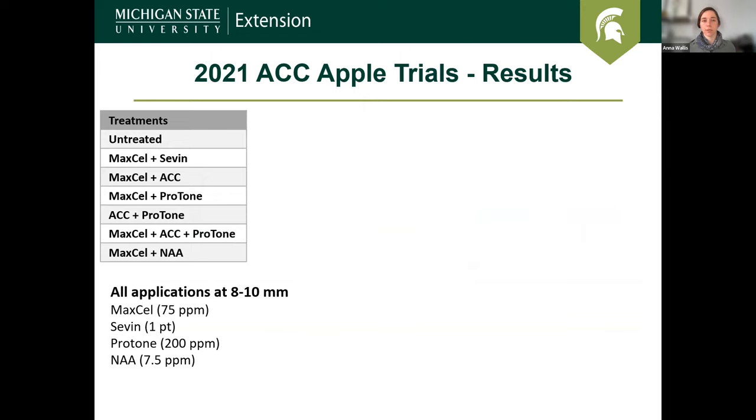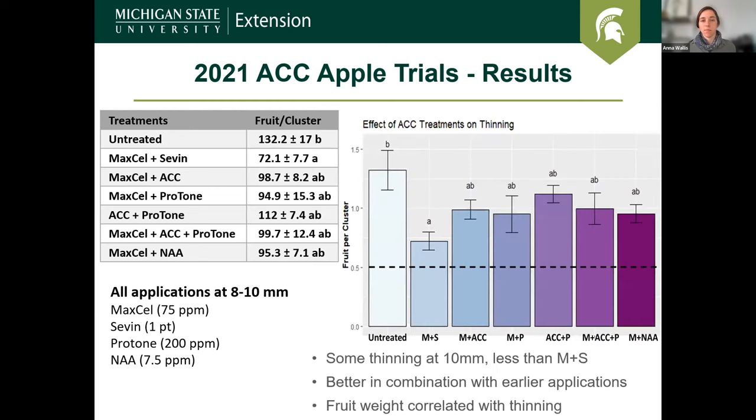And so the first trial results that I'll show you, we evaluated several different treatments at the 8 to 10 millimeter window. So one application was made for each of these treatments, and it was Maxcel and Sevin as the grower standard, and then ACC or Maxcel in combination with other materials. And so you can see the results that we had from this trial included our untreated check on the left here compared to our standard Maxcel and Sevin, which was fairly close to our crop load target that is this dashed line.